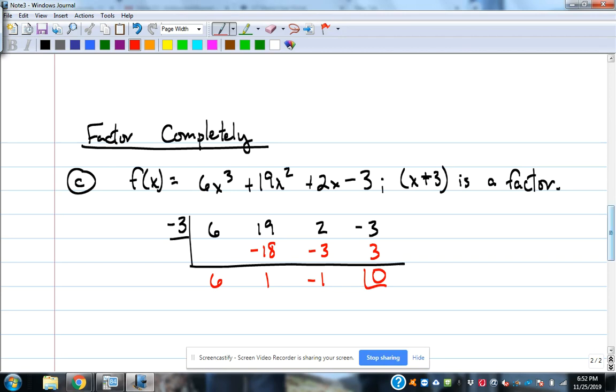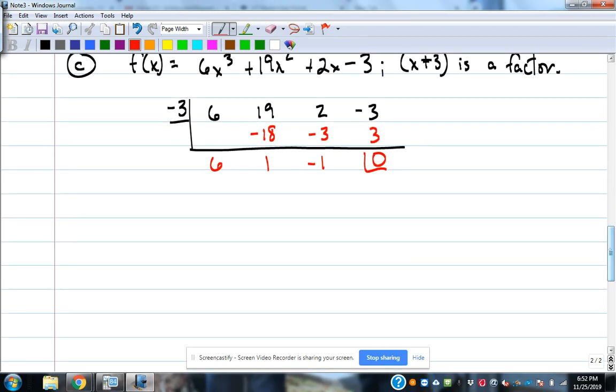Okay. What that does is it takes that polynomial and breaks it down into x plus 3 as a factor. And then we went from an x cubed down 1 degree. So this is 6x to what power? Squared. And then this would be 1x. This would be minus 1. So the next parenthesis is 6x squared plus 1x minus 1.